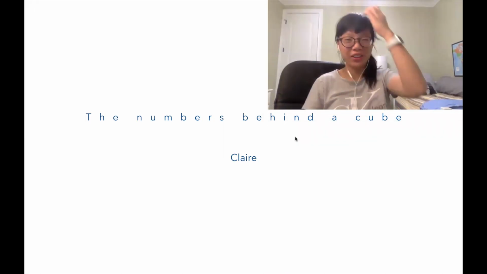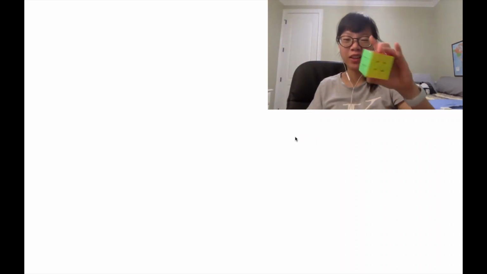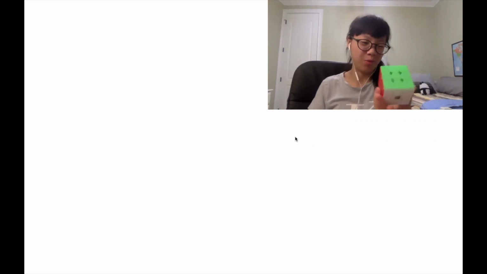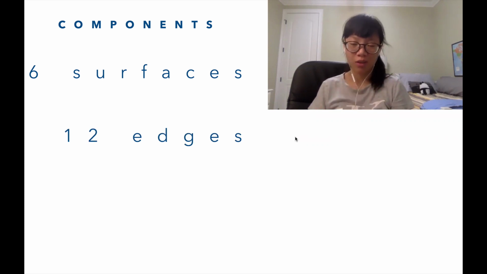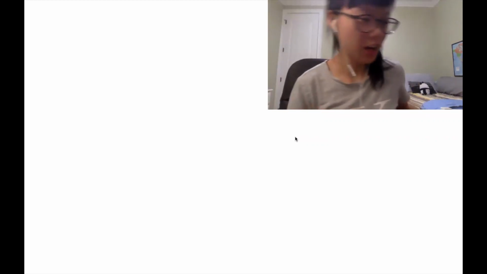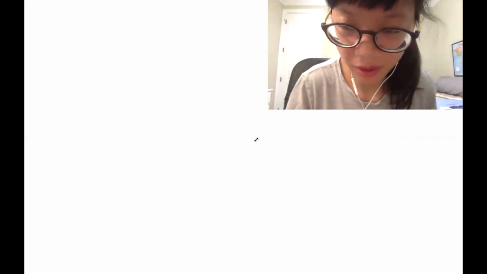All right, so I heard you guys got a Rubik's Cube for Christmas, and as you might notice, there are 6 surfaces, as there are 6 colors. Some other fun facts are there are 12 edges and 8 corners. So with all of these components of the cube, did you know there are 43 quintillion ways to solve a cube? And I'll break it down how you get to that number.